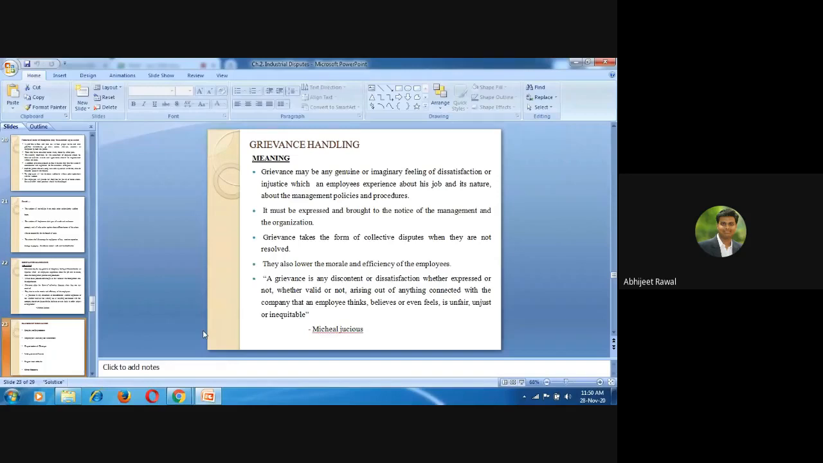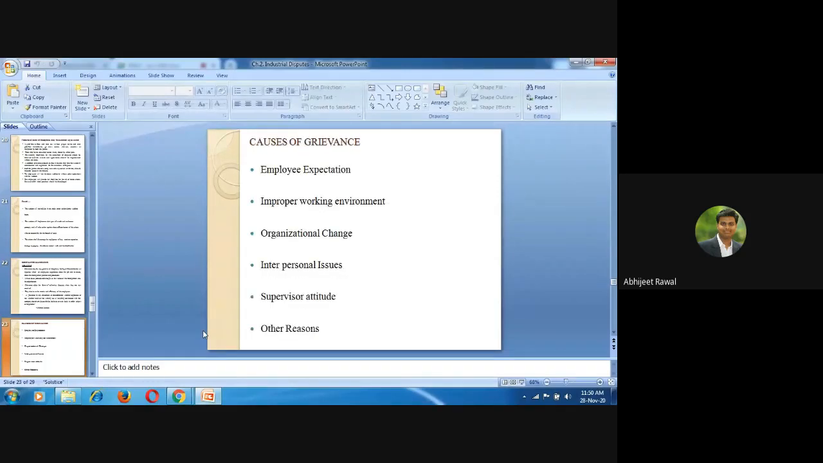Then what are the causes of a grievance? First of all, employee expectation. Employee expectation is much more important when you talk about grievance. Now, what is your expectation? Being a student, what are our expectations from faculty?